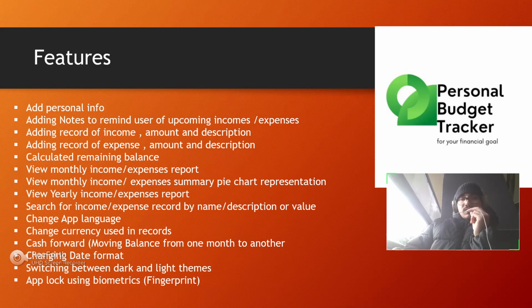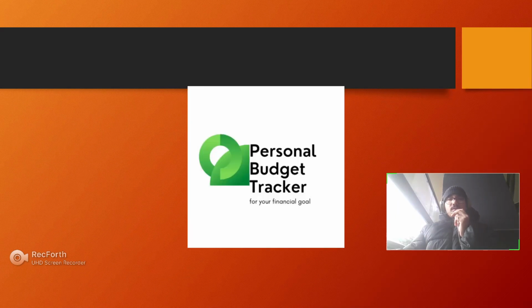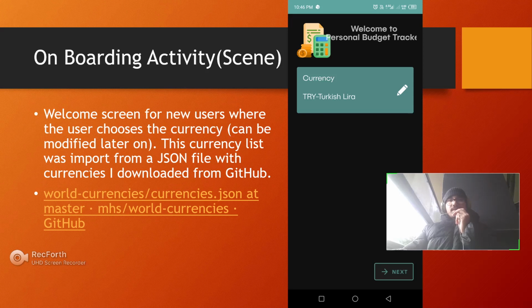You can change the app language, you can change the currency used in the records, and you can use cash forward, which is moving balance from one month to another. That's in case you want to use the income from one month in the month after. And you can change the date format and switch between dark and light themes, and also app lock using biometrics, specifically fingerprint. This is the app icon.